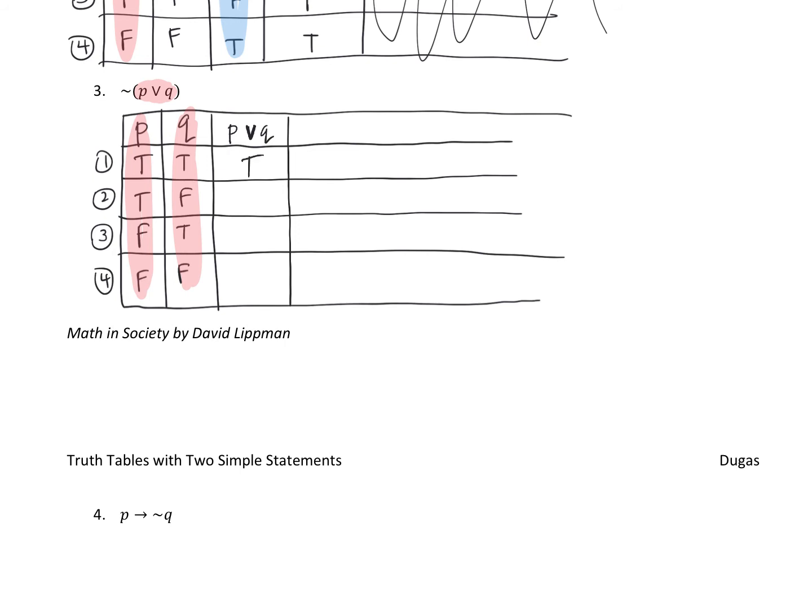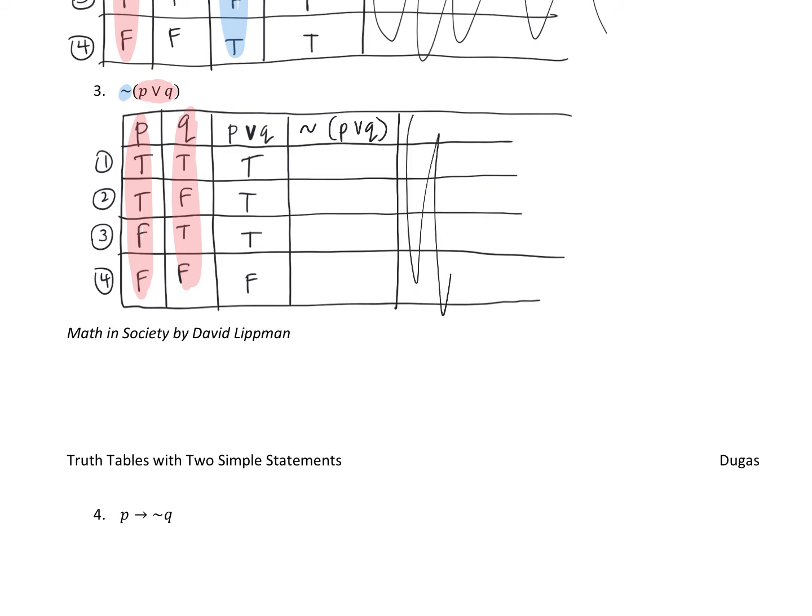The second row would be true because P is true. The third row would be true because Q is true. And the fourth row would be false because neither of them are true. And now I want to look at the negation. So I've got this negation. So I want to negate what I just found.